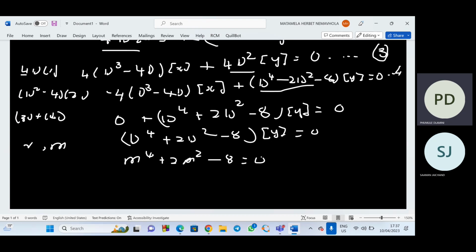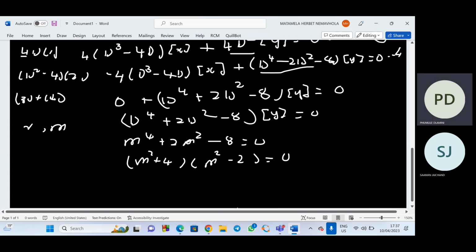Now when we have this, we can factorize. When you factorize, if you can't get the factor, you can use a long division. When you use a long division, you come to a point whereby you find that 2 is a factor. So your calculation will bring you to m squared plus 4 and m squared minus 2. You use a long division.